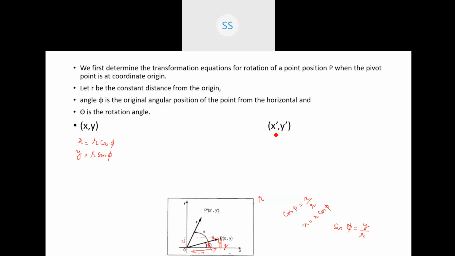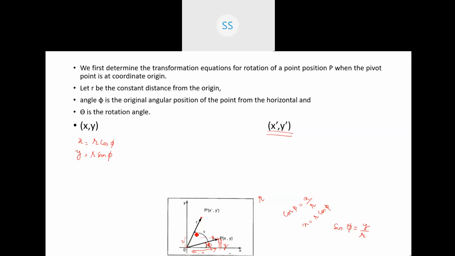Now how do I find x dash y dash? See, x dash y dash is at this particular point. Again, I imagine a line joining my x dash y dash to my origin, and it is going to be of the same length as the distance of x and y from the origin. So this value can also be called r.